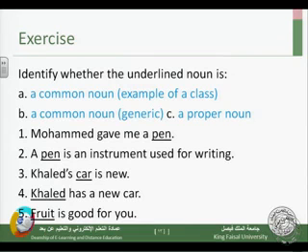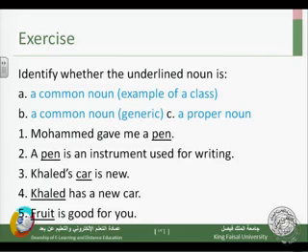Number 4, Khalid has a new car. Khalid refers to a unique person, an individual. And as we said, when we talk about something that we imagine is unique, this is called a proper noun. So Khalid is a proper noun. The correct answer for number 4 is C.